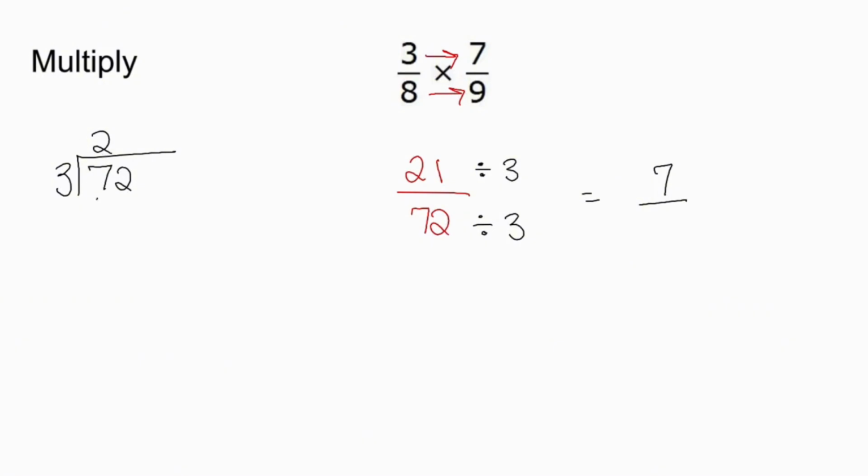2 times 3 is 6. Subtract. 7 minus 6 is 1. Drop down the 2. 3 goes into 12 4 times. 4 times 3 is 12. 0 remainder. So 24 is going to be our denominator. So our final answer is 7 over 24.